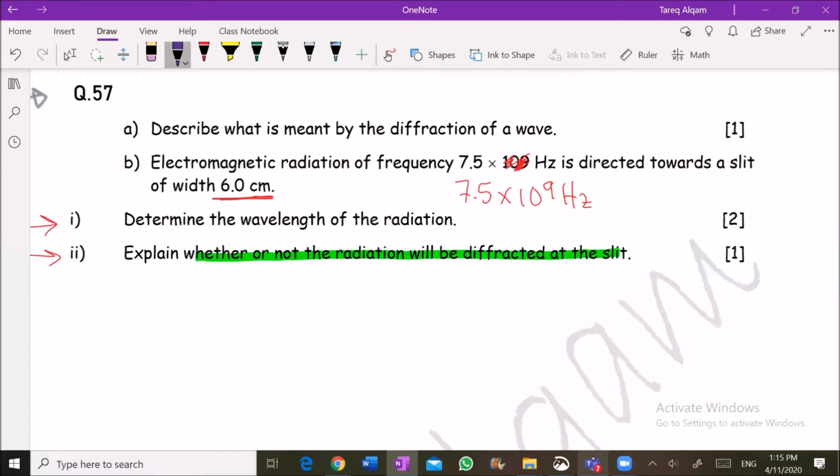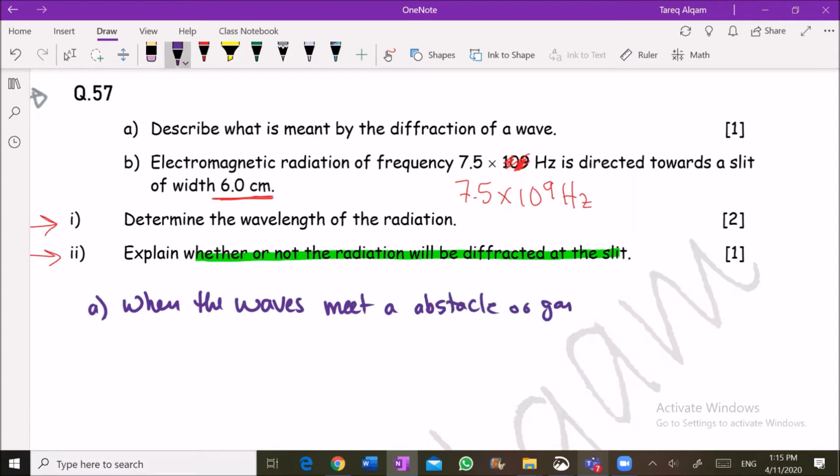When the waves meet an obstacle or gap, they diffract, or they spread, sorry, we have to write spread out, forming a geometric shadow.